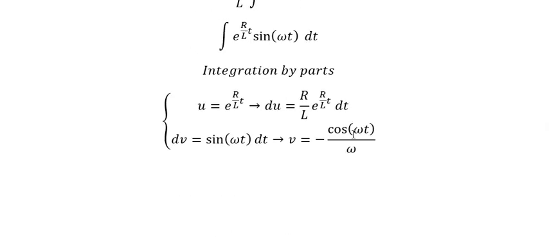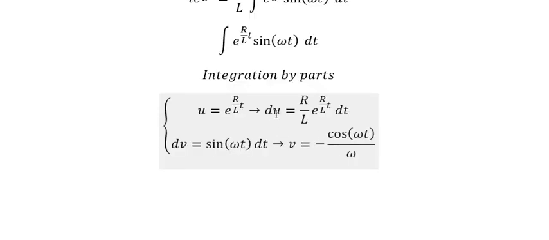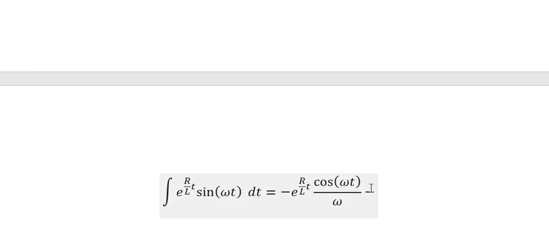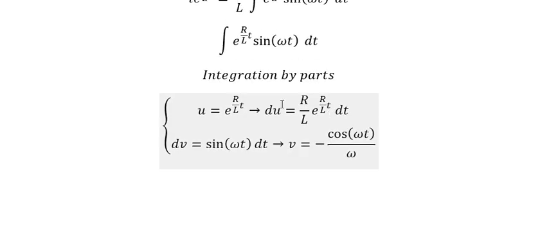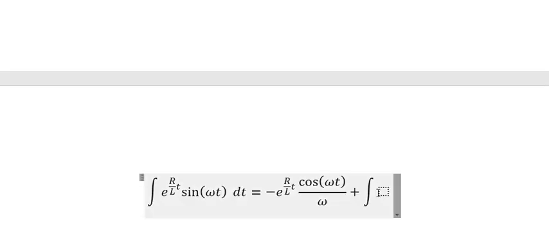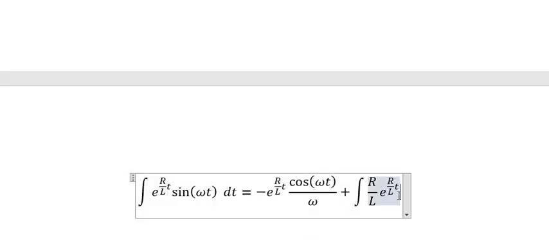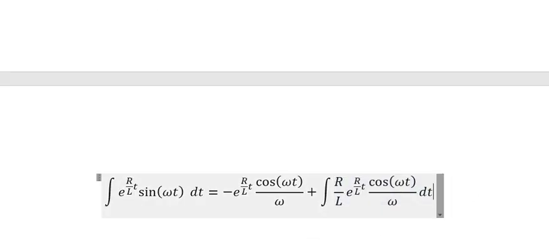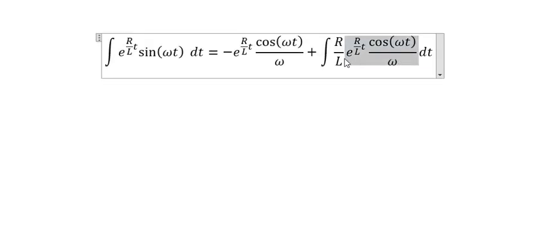Plus, negative. So we have u multiplied by v. So negative and negative, we have positive. And now we have the integration. So I will put this one multiplied by this one. Now we need to focus on this one in here.